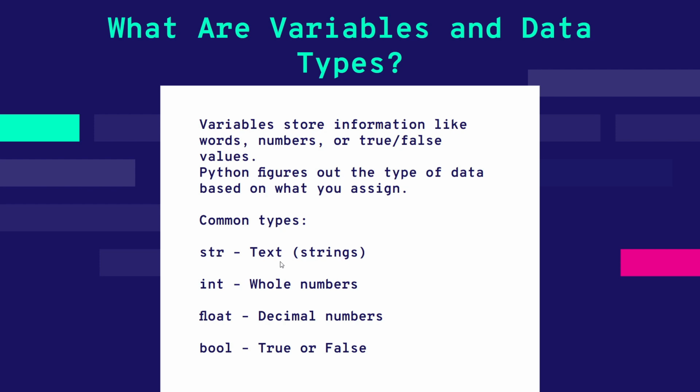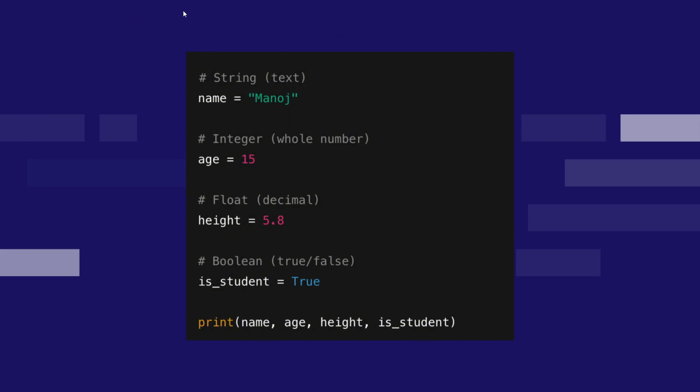Strings are basically just text, like everything here is a string in Python. Integers are whole numbers. Floats are numbers with decimal points in them. And boolean values are just true or false statements. This is an example of all of the types of data.